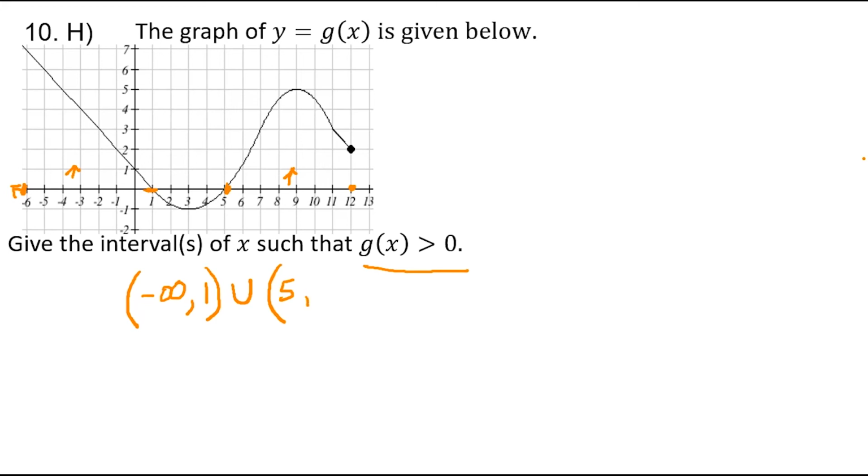Then also, how far does this go? It goes up to 12. And now you see that when we get to 12, it's above the x-axis, and we have a value that is above 0, so we do want to include this x input of 12. All right. So there are no other x values outside of these two intervals that will yield g of x greater than 0.